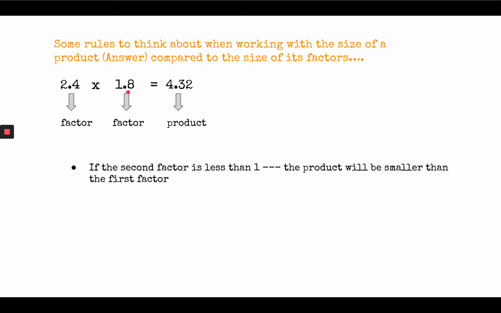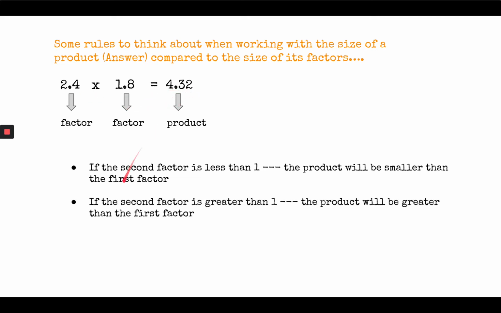So let's dissect that a little bit. If the second factor, 1.8, is less than 1, is 1.8 less than 1? No, it is not. But if it was less than 1, then this answer would be smaller than 2.4, which it is not. Okay? If the second factor, that's this one again, is greater than 1, yes, it is greater than 1, the product will be greater than the first factor. So let's see if the product is greater than this one. Is 4.32 bigger than 2.4? It is, yeah. So there you go. That's a rule.